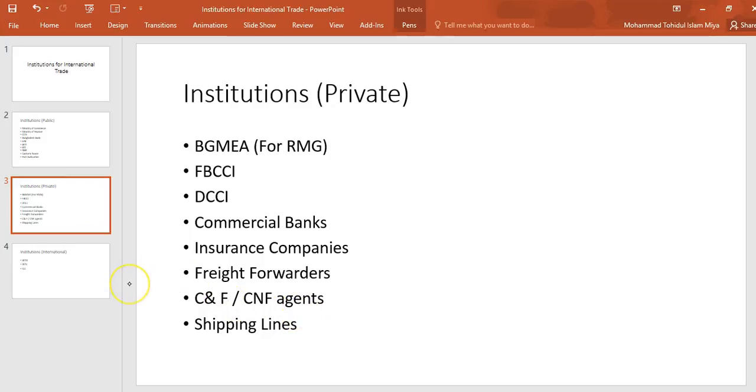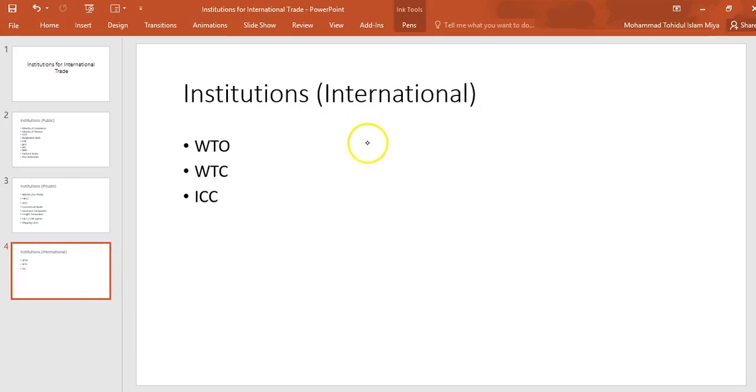And then we have the shipping lines doing the final job of transporting items from one country to another. I have mentioned only shipping lines here, but it can be airlines or trucks, because when we are doing importing and exporting from Bangladesh to India or some other neighboring state, we can go through road, but for some further destinations, for longer routes, it can be air or sea routes. And then finally, we have some institutions which are internationally influencing and facilitating export-import business.